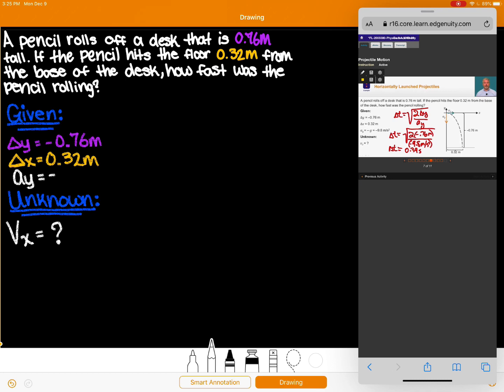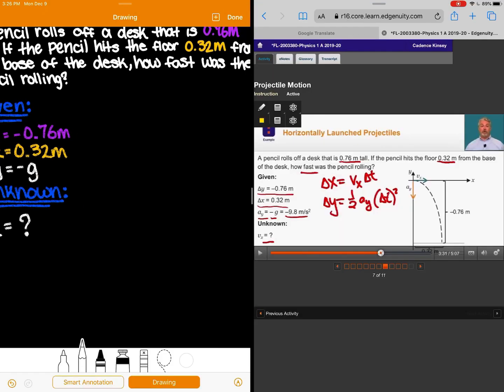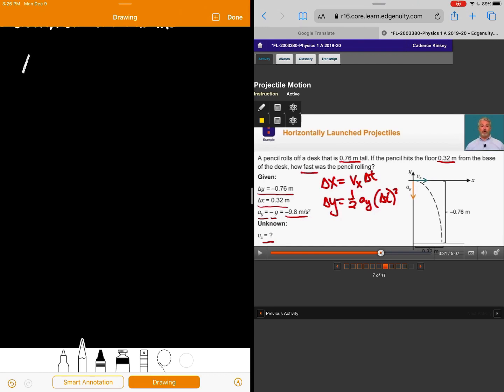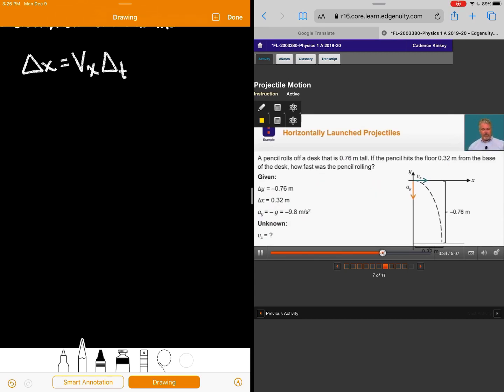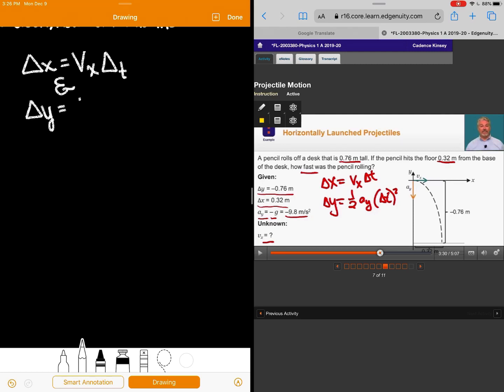V sub x is equal to velocity. Another important thing to know is a sub y. A sub y equals negative gravity. Since the pencil is rolling down, taking a look at the formulas from Edgenuity, it shows that delta x equals v sub x times delta t. And by the way, delta simply means change in. Another formula that's given is delta y equals 1/2 times a sub y times delta t squared.